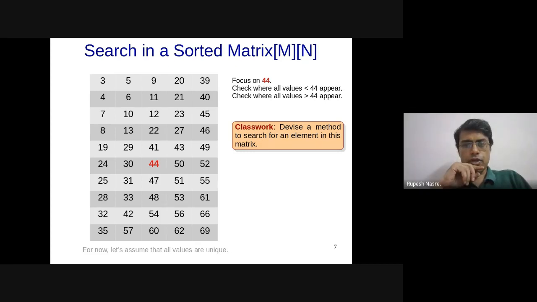Sure. So what Nischal says is interesting. We can start from the upper right or lower left corner and discard one row or one column at a time because this property is satisfied. In fact, that is one algorithm that we are going to study. We'll come to that and discuss this more.